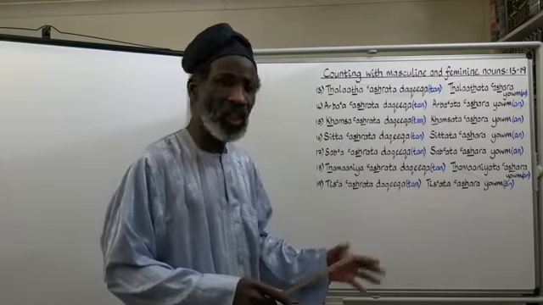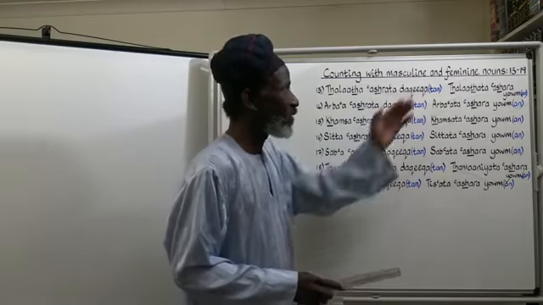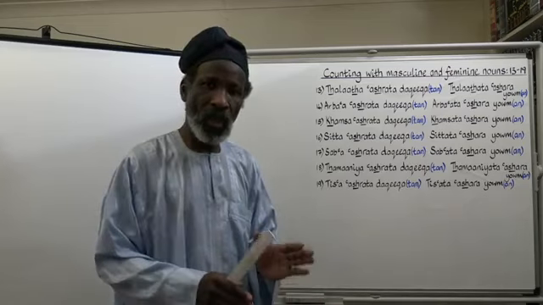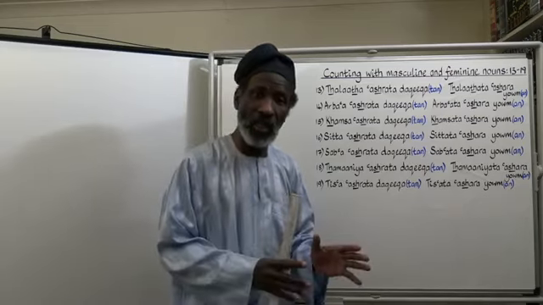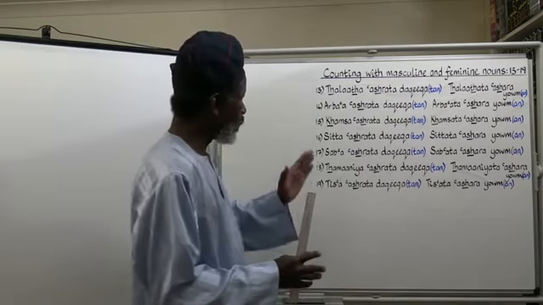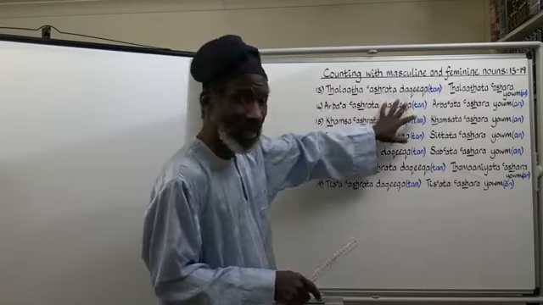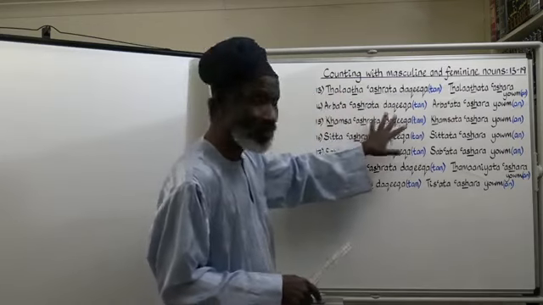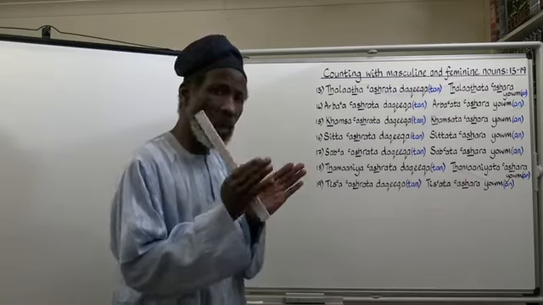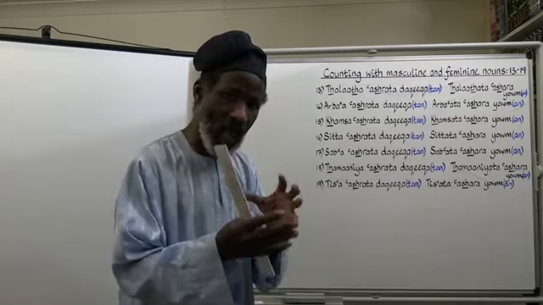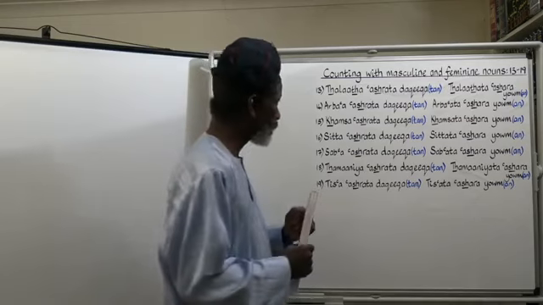Now the next stage is counting with masculine and feminine nouns for 13 to 19. As I mentioned earlier, these numbers have 2 parts. For 13 you have 3 and then 10, for 14, 4 and then 10, and so on. So we need to look at those 2 numbers separately to see how they work and how they interact.